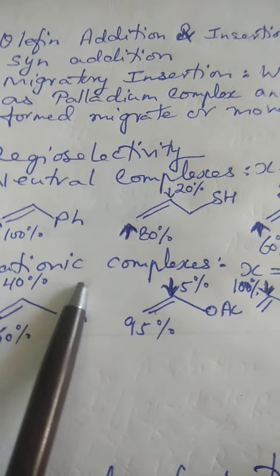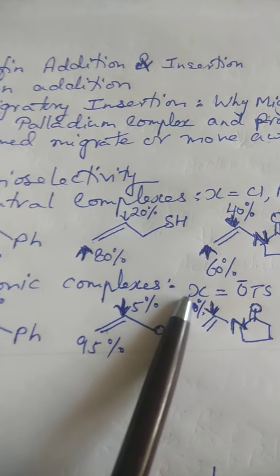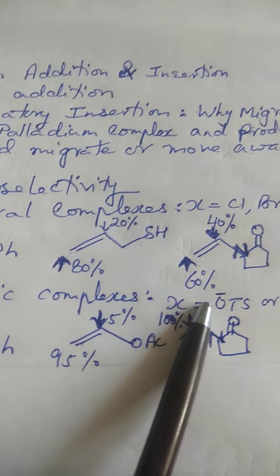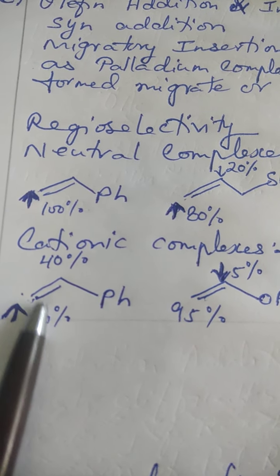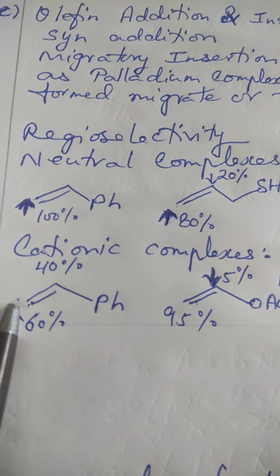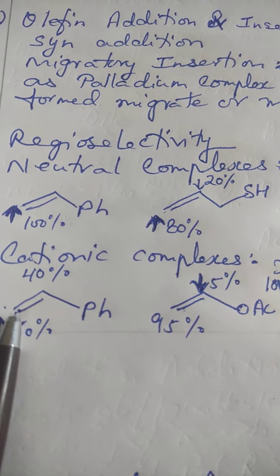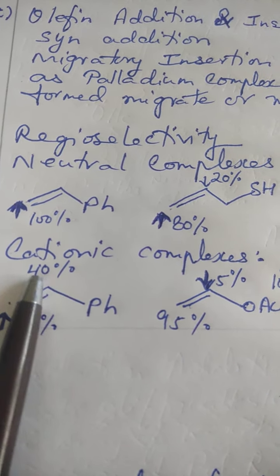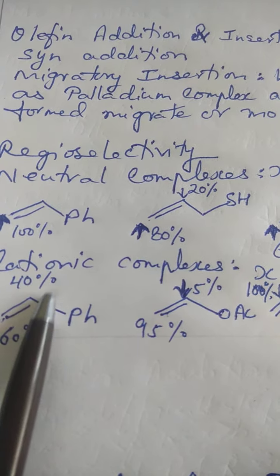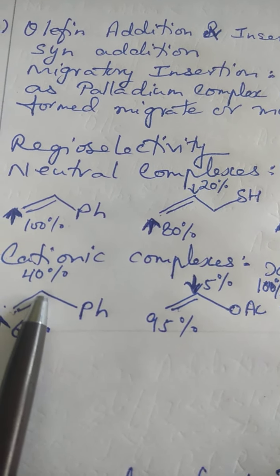In cationic complexes, what are cationic complexes? In that case, X is equal to OTs or OAc, that is, tosylate or acetoxy. So in this case, what happens? We get a 60% ratio of the structural isomer here. When we get the coupled product, 60% coupling, R will be here. In the other structure, 40% we will get the product with R placed here.